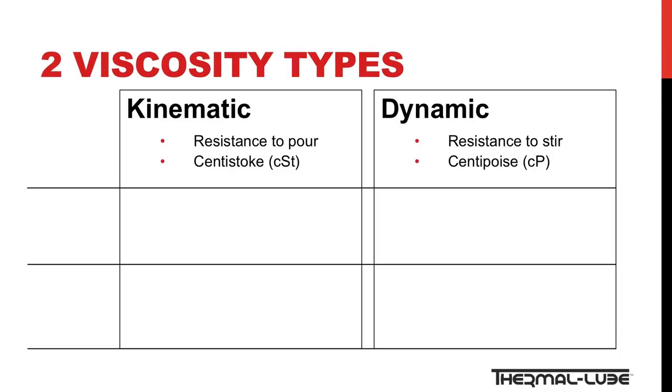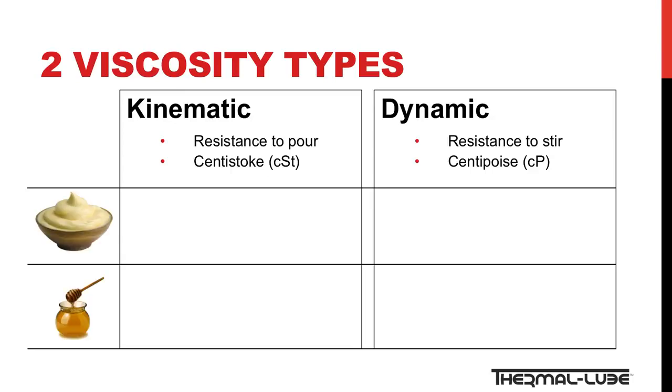There are two types of viscosities: kinematic and dynamic. Fundamentally, kinematic viscosity refers to a fluid's resistance to pour, and is measured in centistokes. Similarly, dynamic viscosity refers to a fluid's resistance to stir, and is measured in centipoise. Most of the time, when we see viscosity grades, they are referring to kinematic viscosity.